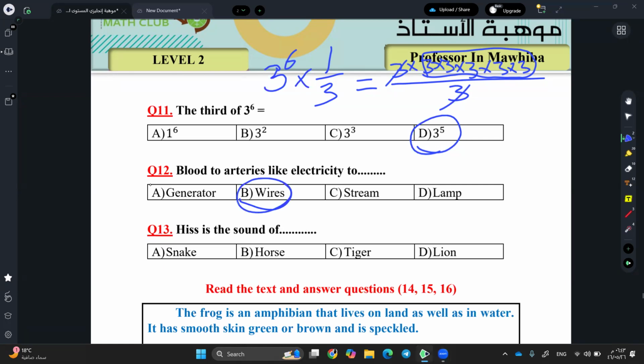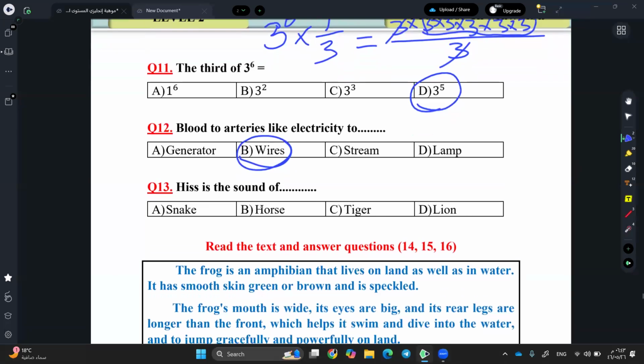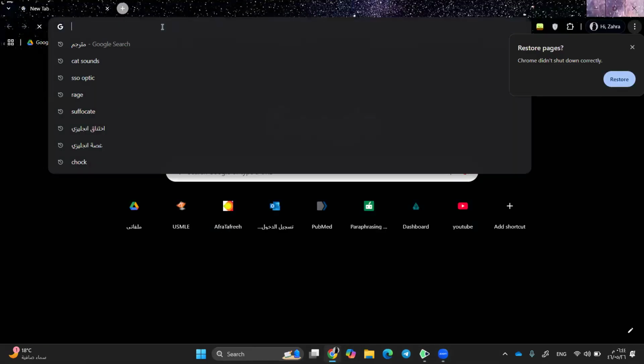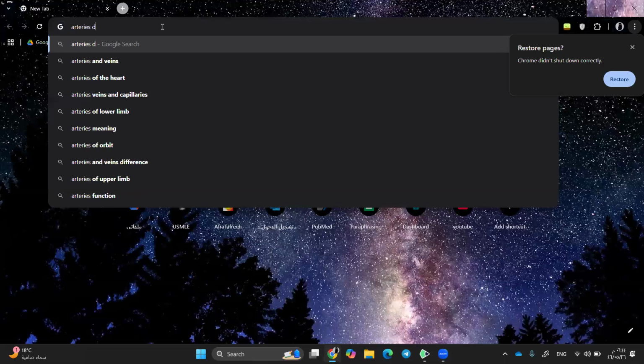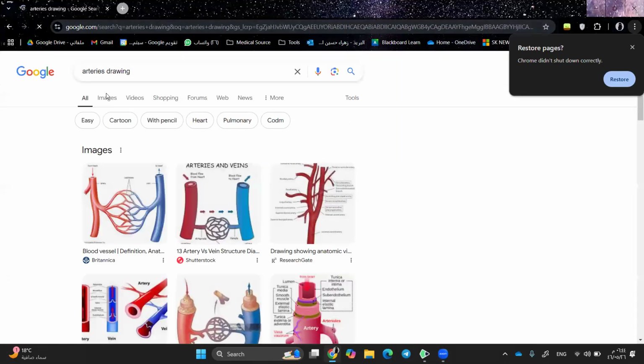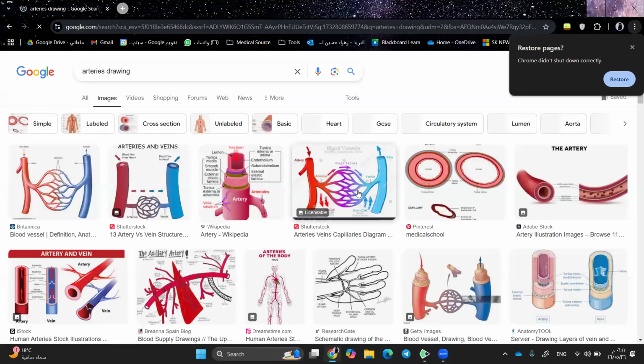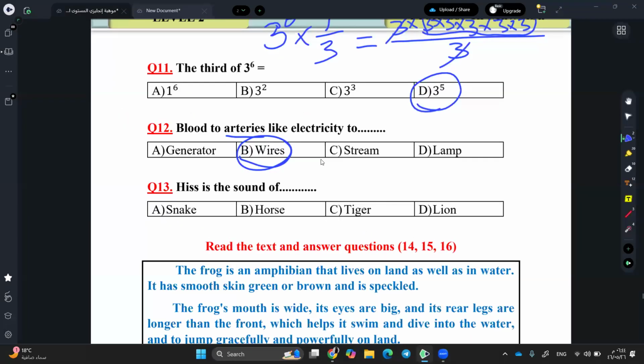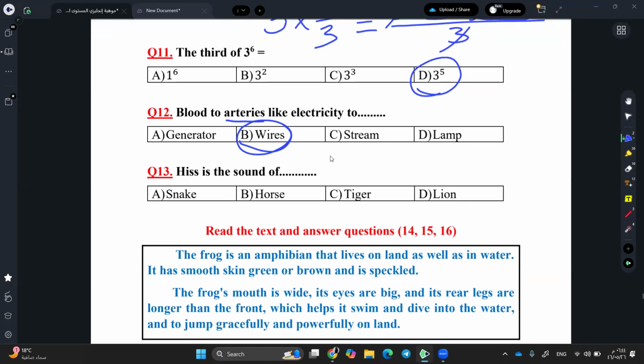Excellent. So blood moves through arteries, like what? Like electricity moves through wires. Do you know what arteries mean? Let me show you here. Arteries. Drawing. Okay, so this is the artery. It is the blood vessels in our body that blood moves through, like electricity moves through wires. Okay? Yalla Ala, could you please help me with question number 13?